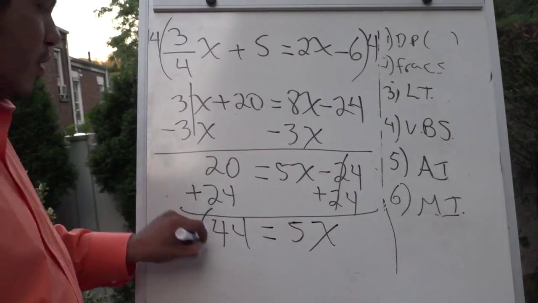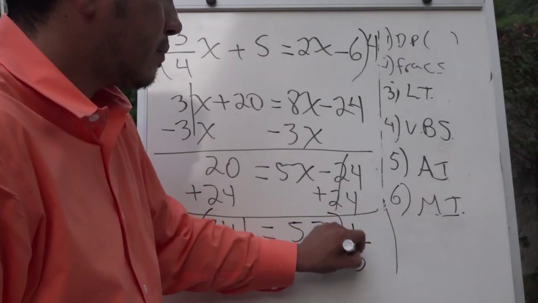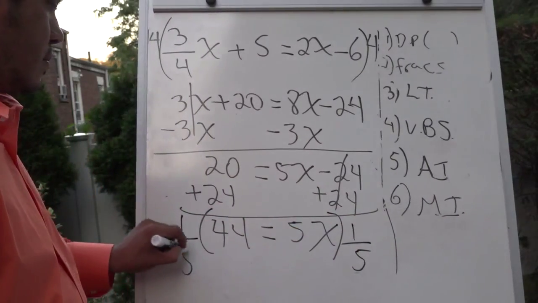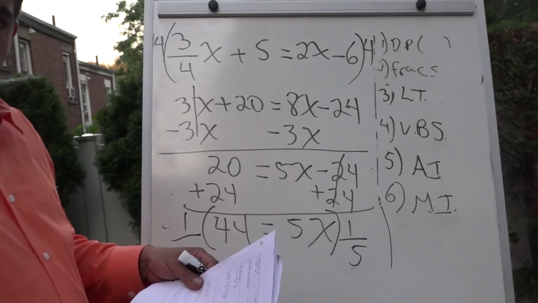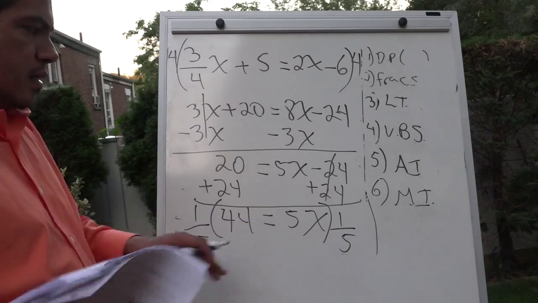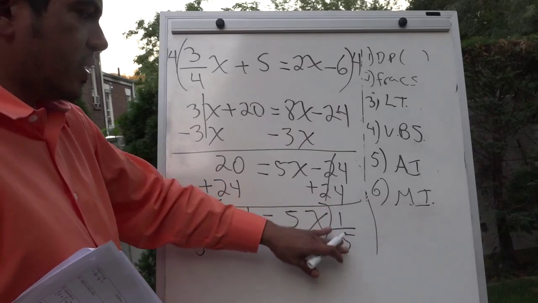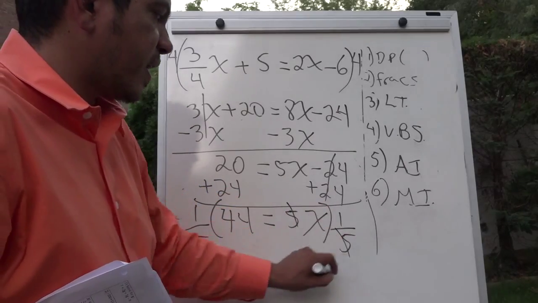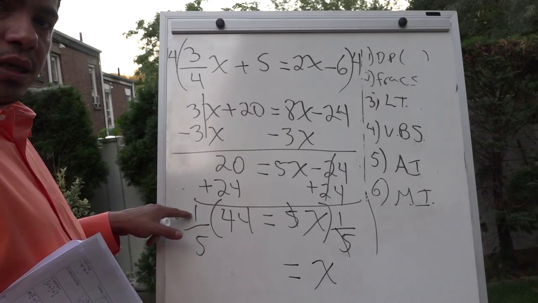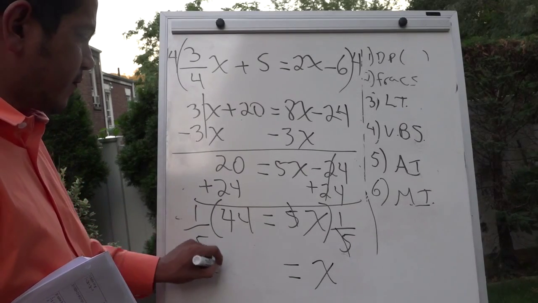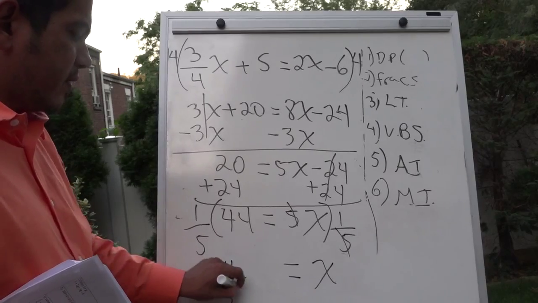Last but not least is multiplicative inverse. See that? Okay then. Now, 5x times 1 divided by 5. The reason for the multiplicative inverse is to get rid of it. 44 times 1 is 44. Divided by 5 is 44 over 5.